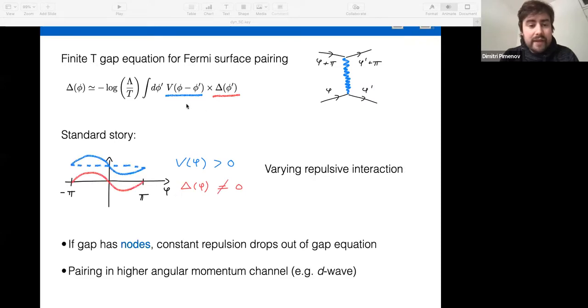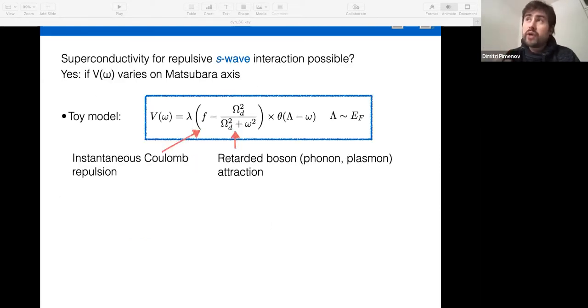But we know that if the interaction changes on the Fermi surface, so it's kind of changing as shown here, then you can solve the gap equation, but the gap function just needs to have nodes on the Fermi surface. And when you have these nodes, the constant repulsion, which is this dashed line, drops out of the gap equation. And of course, this only means that you have pairing in a higher angular momentum channel, D wave for instance, while the S wave channel is repulsive. So the question is now, can we have pairing if we have a repulsive, purely S wave interaction? Is this possible?